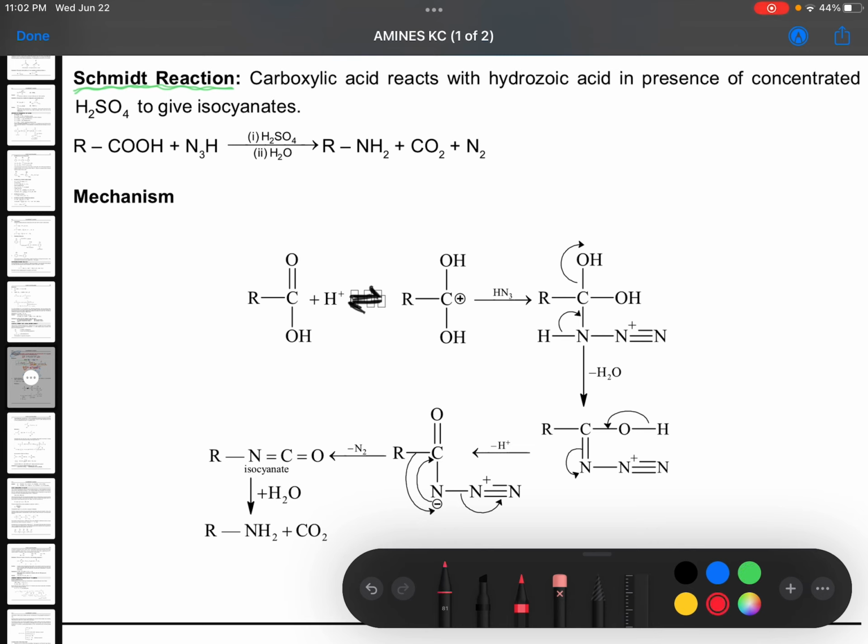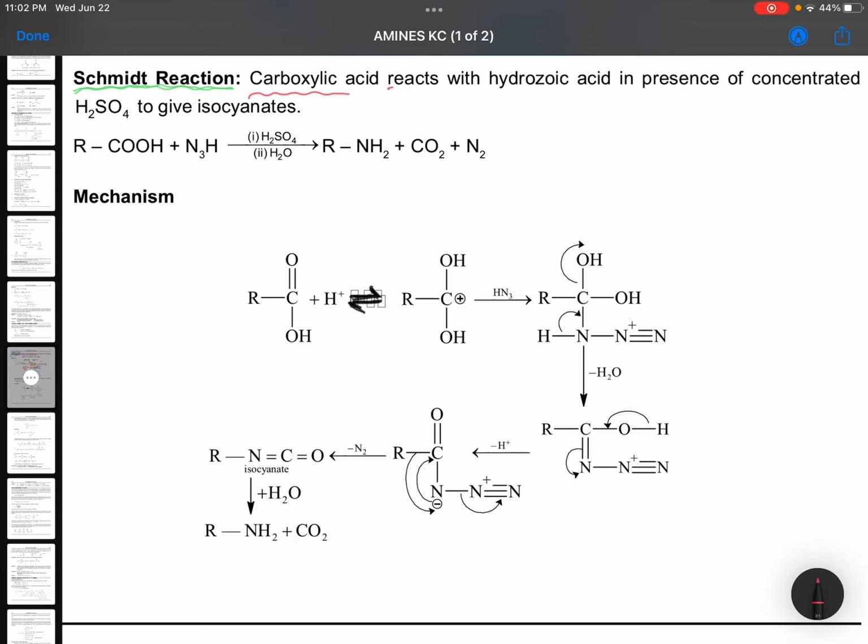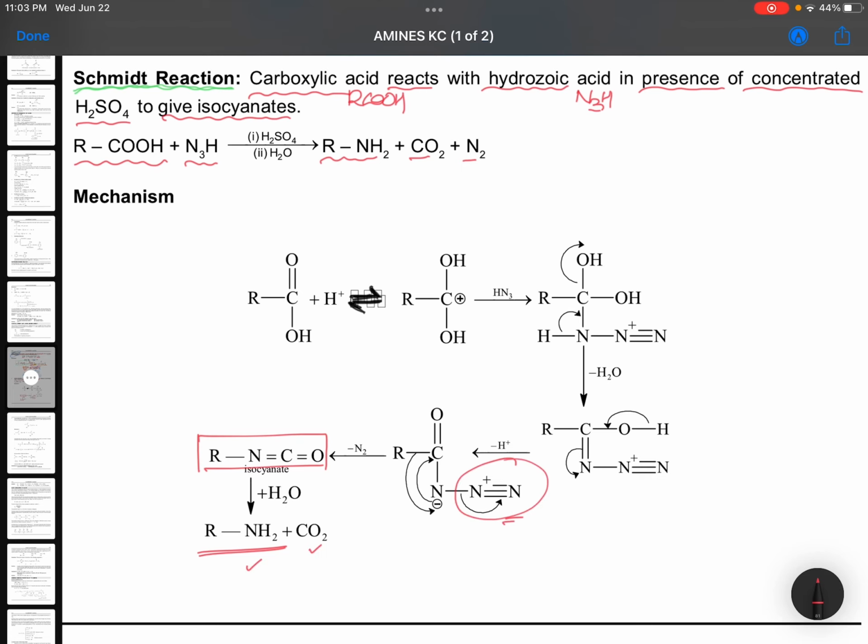Carboxylic acid reacts with hydrazoic acid. What is hydrazoic acid? N3H is hydrazoic acid. Carboxylic acid is RCOOH, in the presence of concentrated sulfuric acid, to give isocyanates. Once isocyanate is formed, on hydrolysis of isocyanate you can get primary amine. So RCOOH plus N3H, you will be getting RNH2 plus CO2 and N2. Final products we are saying are RNH2, CO2 and N2.